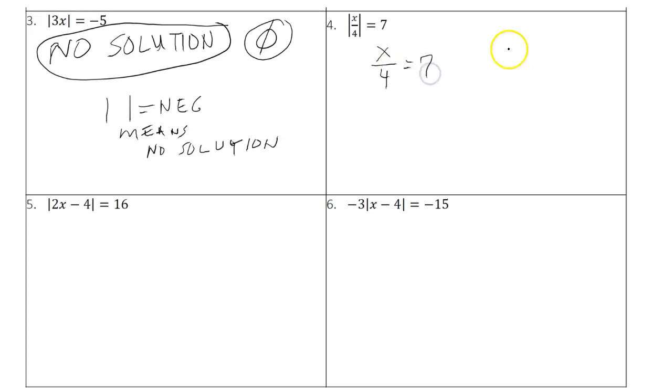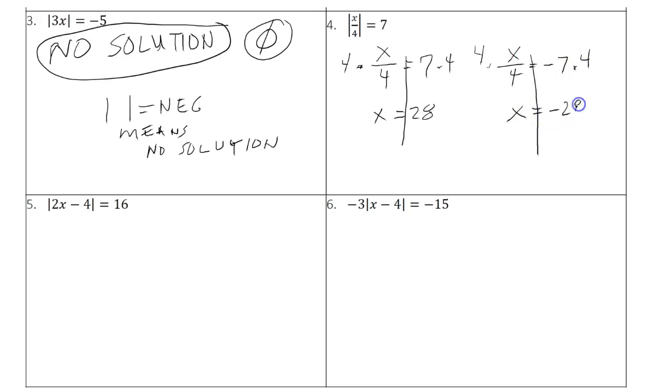Once again, in example 4, write two equations. X divided by 4 equals 7 and x divided by 4 equals -7. Solve both equations. In the first case, we multiply by 4 on both sides for x equals 28. In the second case, we do the same thing. Multiplying by 4 on both sides gives us x equals -28. Our two solutions are 28 and -28.